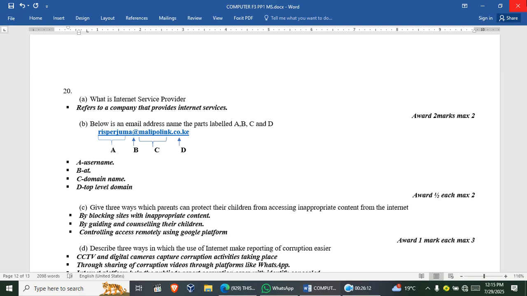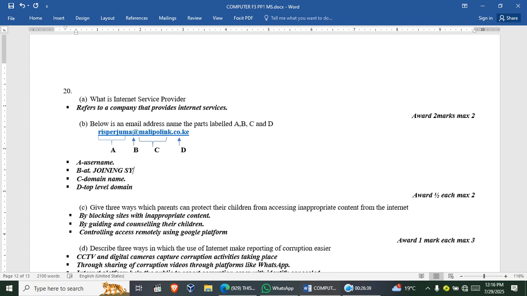Below is an email address, name the part labeled A, B, C, D. So the first part is the username. Part B is called the joining symbol, that is the at. The correct answer here should be joining or separating symbol. So we have the at, that is the joining symbol.